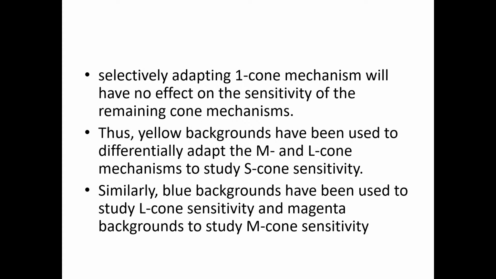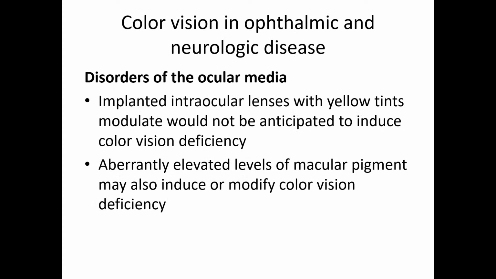Thus a yellow background has been used to differentially adapt the M and L cone mechanisms to study the S cone. So a yellow background is used to study blue sensitivity. Red and green mechanisms are adapted to study blue color sensitivity. Similarly, a blue background has been used to study red sensitivity, and a magenta background is used to study green color sensitivity. Color vision in ophthalmic and neurological diseases. This tells us which color is deficient in which condition.